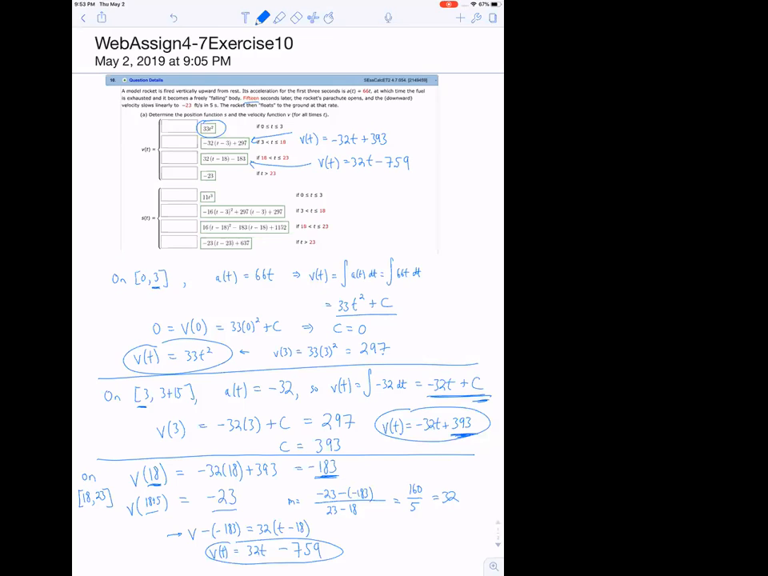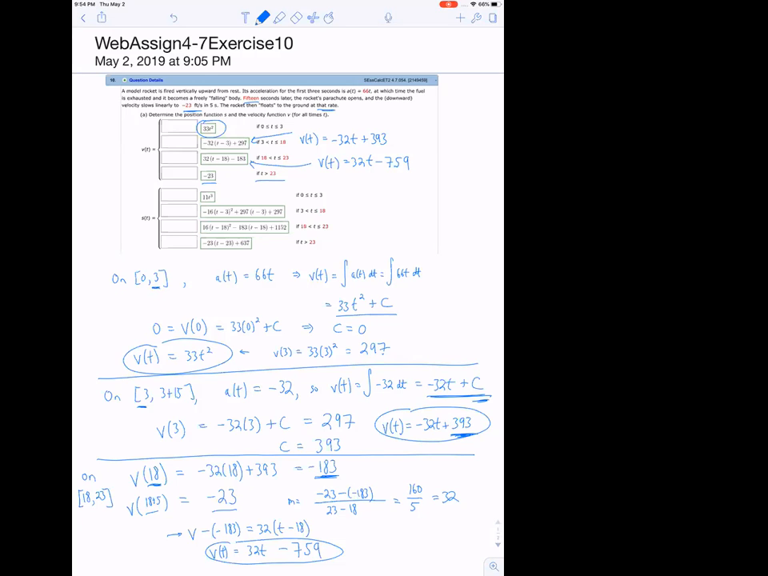Finally, on the last interval, what we know is that once the parachute has opened and the velocity has slowed linearly over 5 seconds to a specific velocity, negative 23 feet per second, then the rocket floats to the ground at that rate. Well, what is that rate? That rate is negative 23 feet per second. So I guess the velocity is just the constant negative 23 for the remainder of time.